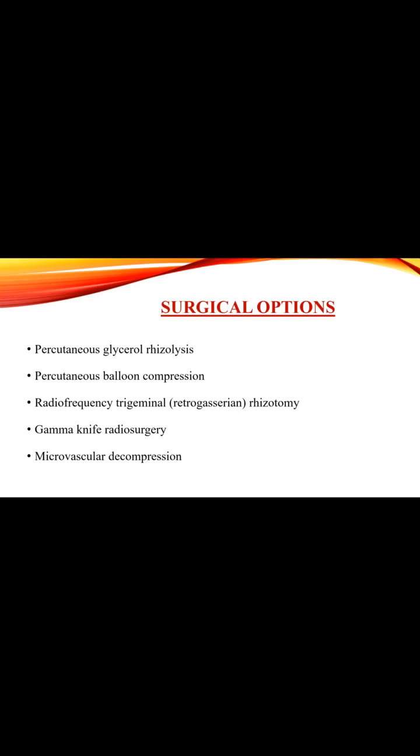So first we will be discussing percutaneous glycerol rhizolysis. This procedure is mainly used in arterial or venous compression of the trigeminal nerve. If the trigeminal nerve is compressed by either an artery or a vein, for those patients we will do this percutaneous glycerol rhizolysis. And also in case of demyelinating disorders like multiple sclerosis, this procedure is used.